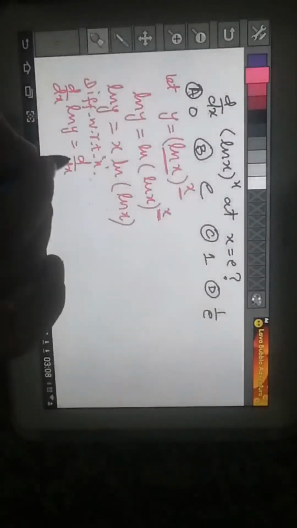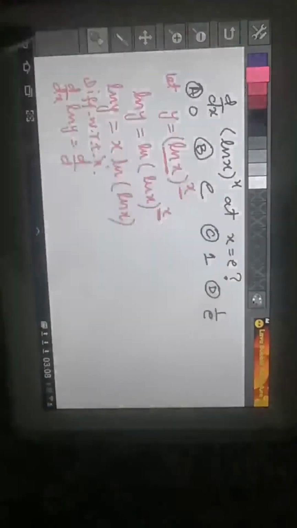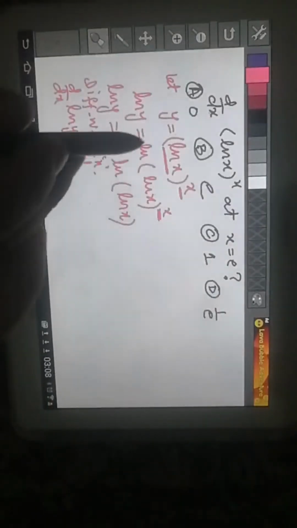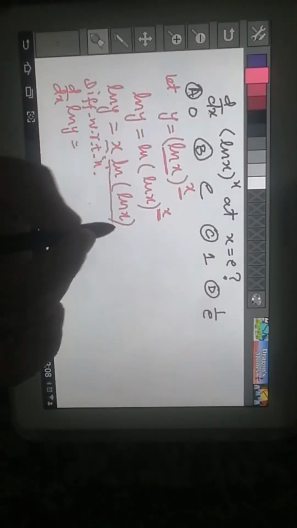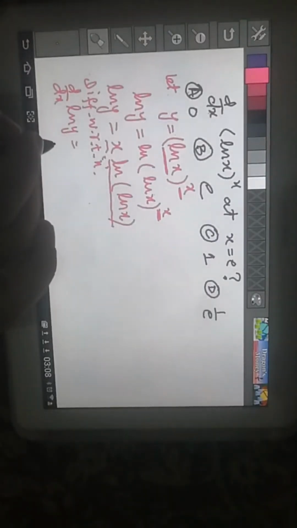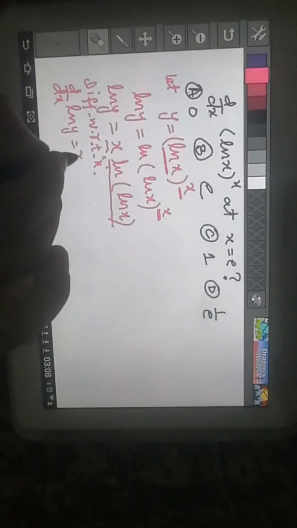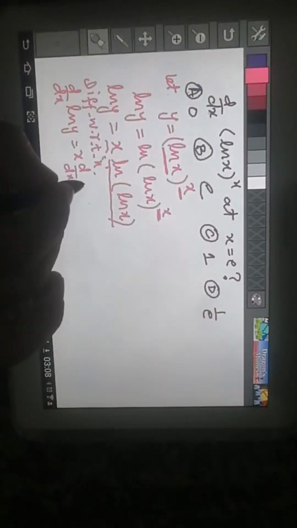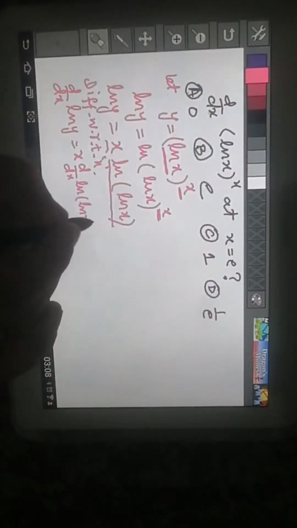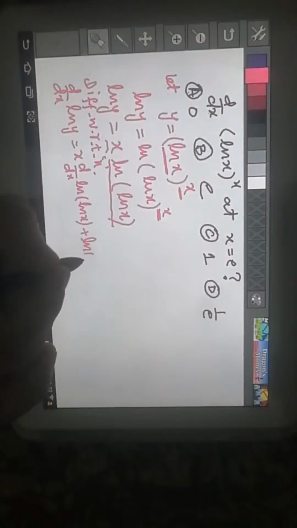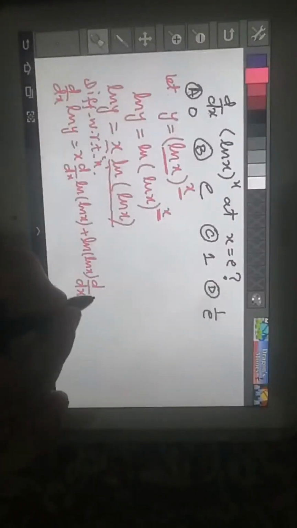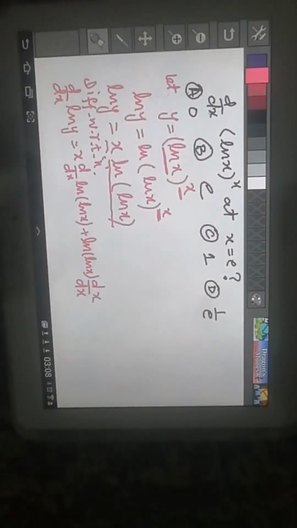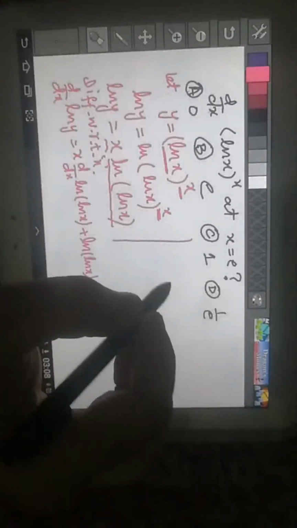which is actually the product. Actually, I should not just write it, I should apply the rule, as it is the product of two functions. So the product rule applies. x is written first, d by dx of natural log of x, plus natural log of x, d by dx of x. So see how it will be differentiated.